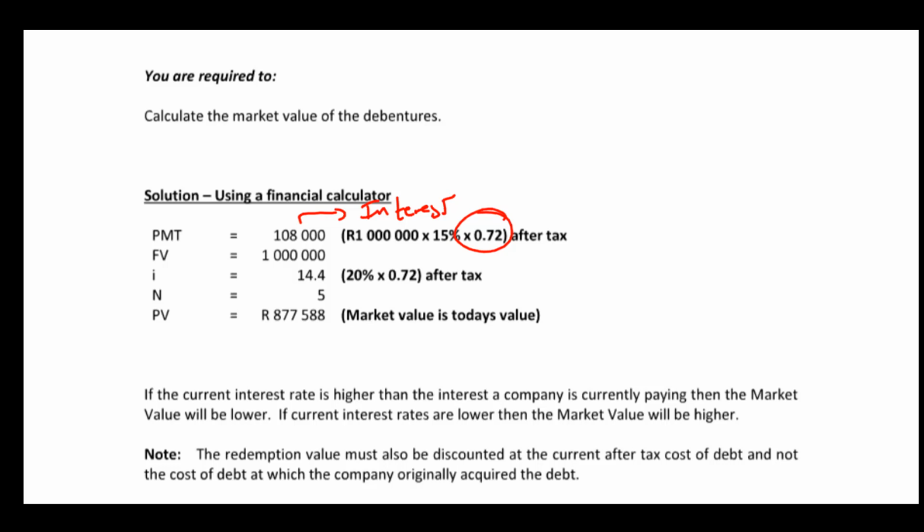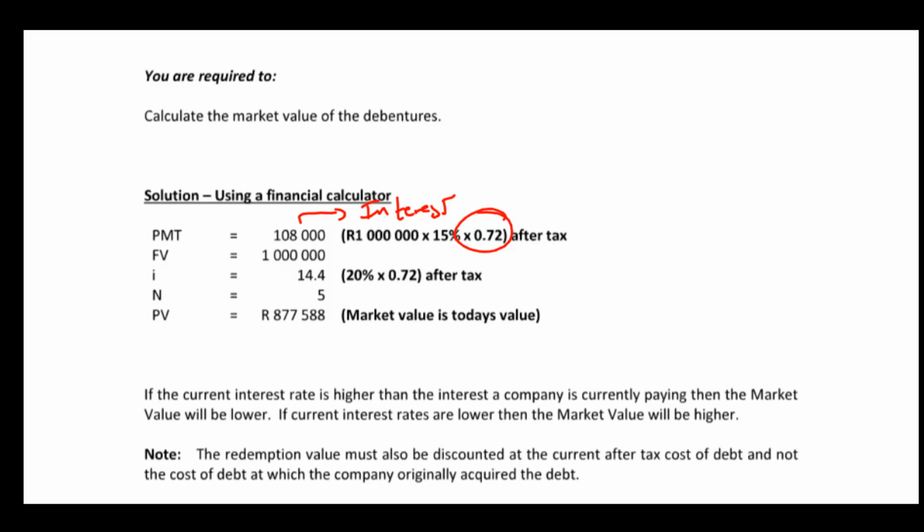and that gives you your market value of 877,588. So please try that on your calculator. You've got to get that right. And remember, when you see redeemable, you take out your calculator and you input your values. Don't forget the main difference between a preference share and this debenture would have been the tax on this. If this was a preference share, then I would not have had to worry about that. So remember, that's the key difference between prefs and debentures.